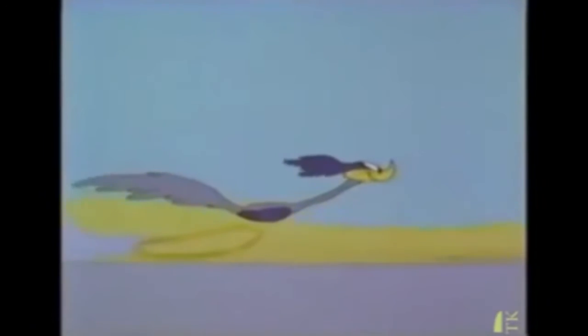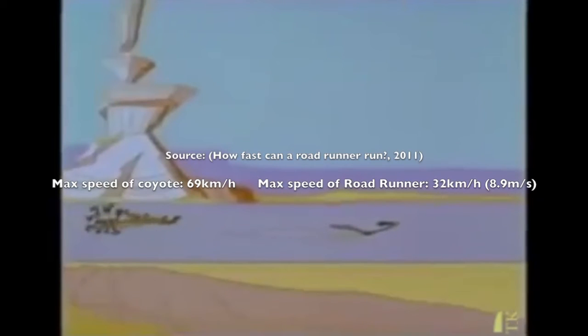In this clip, we see Wile E. Coyote chasing the Roadrunner at what appears to be the fastest he can run. Right off the bat, we have an issue with the physics in this cartoon, as the maximum speed of a coyote is twice as fast as that of a roadrunner in real life.